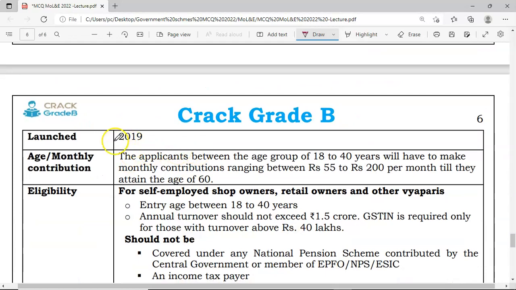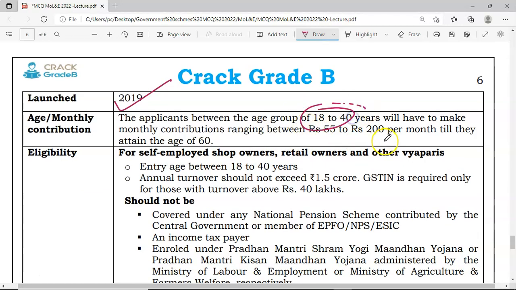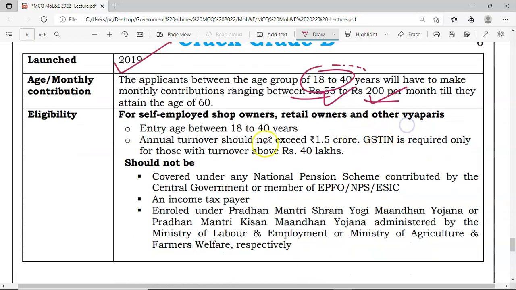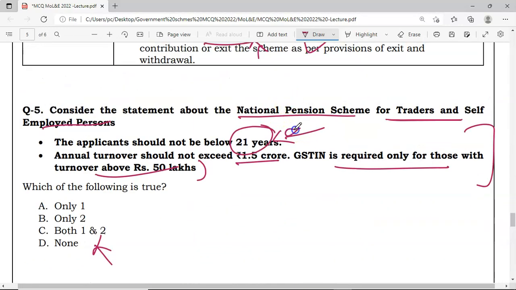Why? It was also launched in 2019. The applicants are between the age group of 18 to 40 years, and the minimum and maximum contribution can vary between 55 to 2,000 per month. So the entry age is 18 to 40 years. It is not for 21 years, right?